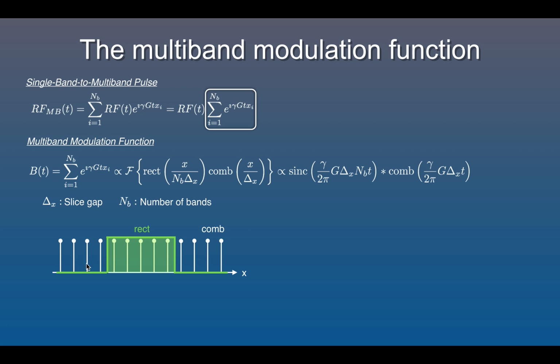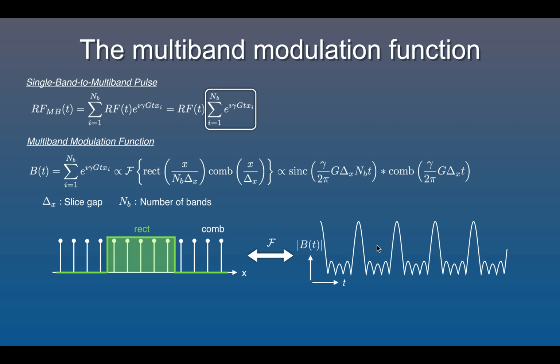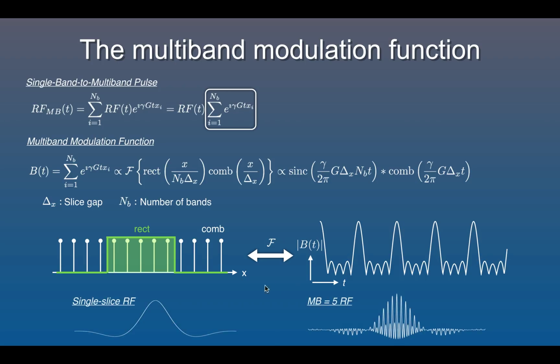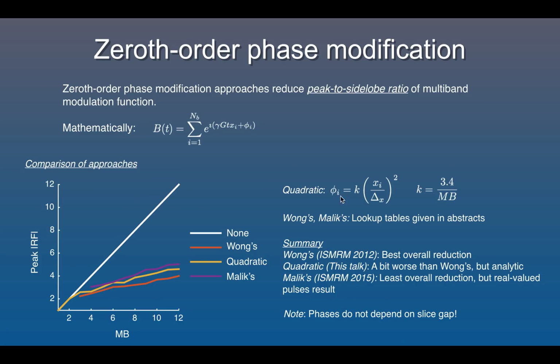So here I've illustrated the comb function as a function of space, where we have one spike for every slice in our profile, and we multiply that by a rect to select out just the slices we want. Then we take the Fourier transform of that, and you can see that you get these aliased sincs, essentially. We have these large main lobes in the sincs, and then the side lobes. We can see this pattern propagate through to a multiband pulse when we construct it from a single band pulse. We see these peaks and side lobes.